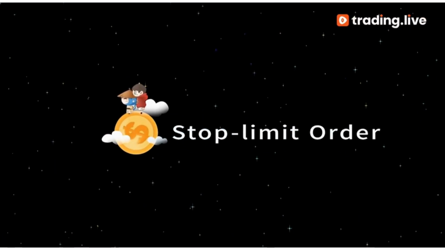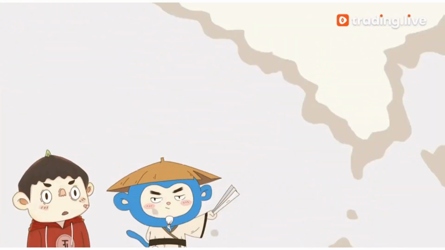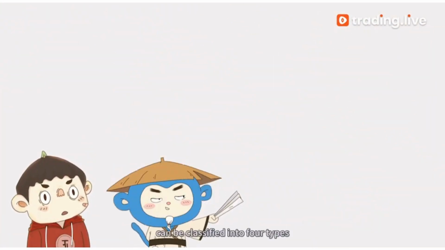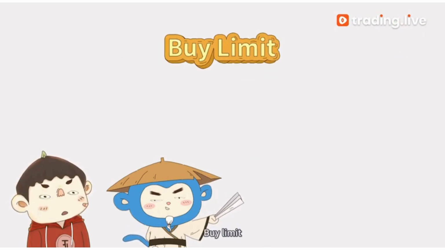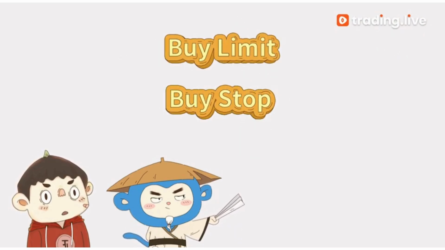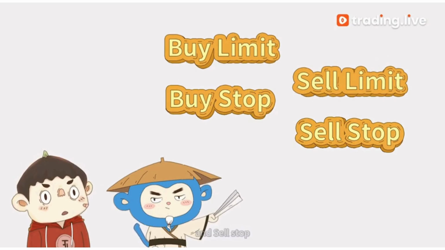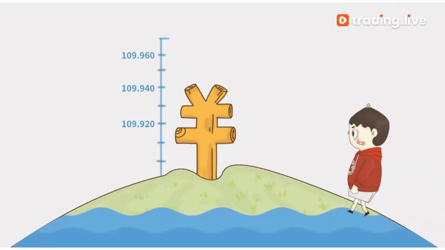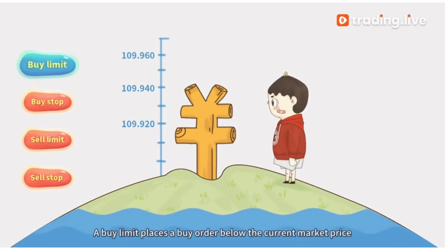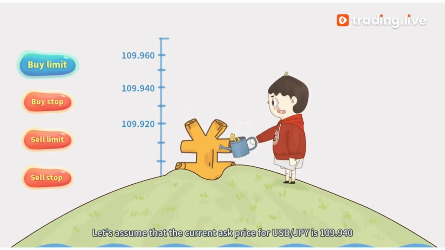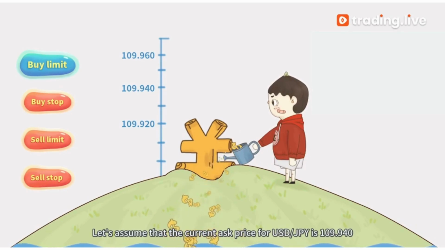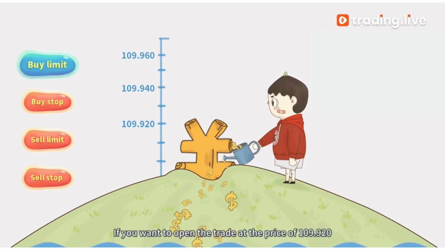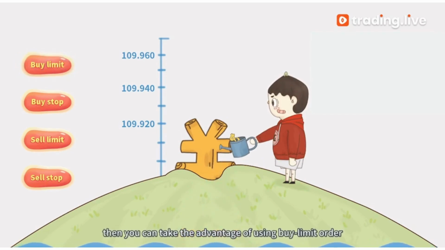Pending order. A pending order is a conditional trade that can be classified into 4 types: buy limit, buy stop, sell limit, and sell stop. Buy limit. A buy limit places a buy order below the current market price. Let's assume that the current ask price for US dollar to Japanese yen is 109.940. If you want to open the trade at the price of 109.920, then you can take advantage of using a buy limit order.